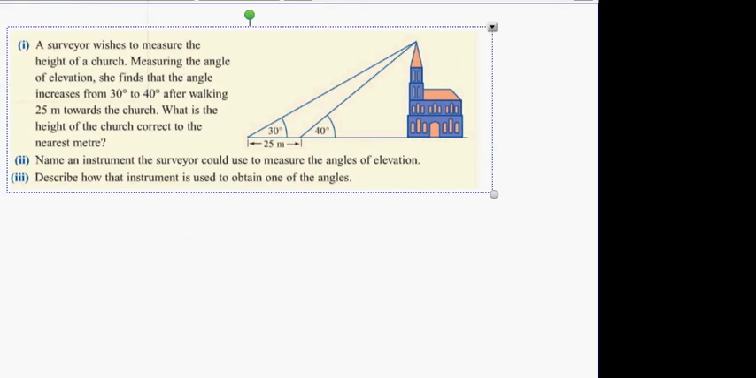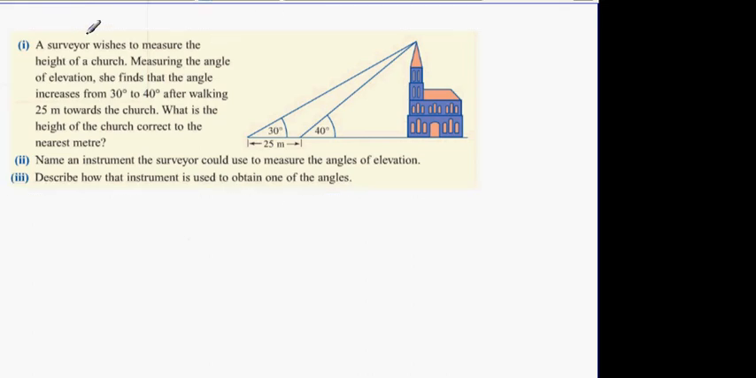Alright guys, a surveyor wishes to measure the height of a church, measuring the angle of elevation. She finds that the angle increases from 30 to 40 degrees after walking 25 metres towards the church. The height of the church, correct to the nearest metre.